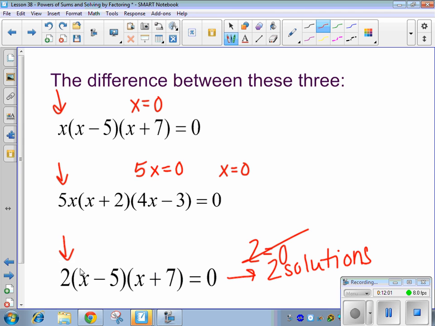So a lot of people get tripped up whenever they see this thing on the front. They're going to say, oh, I have a solution, it's x equals 0. This one does not give me x equals 0 as a solution, because if I set 2 equal to 0, it makes no sense. This was probably just a GCF that we pulled out before we factored.